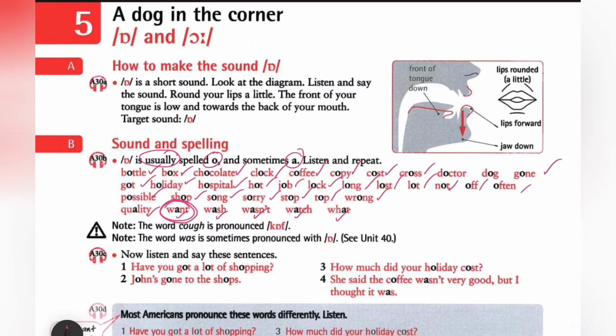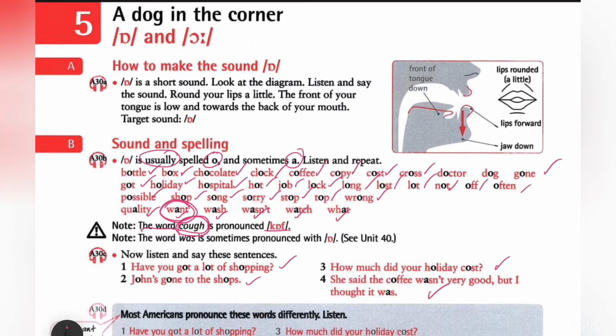Okay. So let's move on with the phrases, okay? Here you have the word cough. It's pronounced cough, okay? So let's see these sentences. Have you got a lot of shopping? John's gone to the shops. How much did your holiday cost? Try to repeat, okay? She said the coffee wasn't very good, but I thought it was.